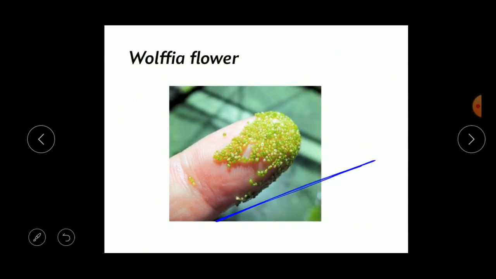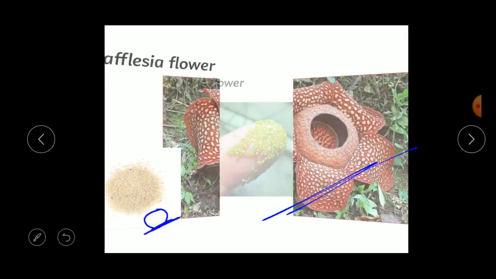The flower of Wolfia, a water plant of India, is the smallest flower. Which is the smallest flower? Yes, Wolfia is the smallest flower. Here you can see there are a number of Wolfia flowers that can be placed on the tip of the needle and even the tip of your finger also. Right? So this is called the Wolfia flowers. Which is the smallest flower? Yes, Wolfia is the smallest flower. Understood, children?